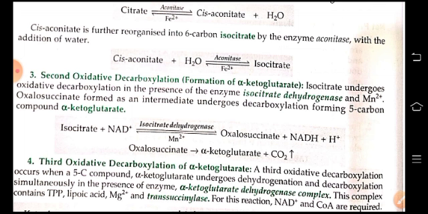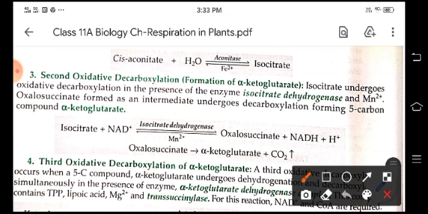Now the second oxidative decarboxylation takes place. First it was in the glycolysis. Now the second oxidative decarboxylation takes place in the Krebs cycle, for the formation of alpha ketoglutarate. Isocitrate undergoes oxidative decarboxylation in the presence of enzyme isocitrate dehydrogenase, and oxalosuccinate is formed as an intermediate, which undergoes decarboxylation and forms a 5-carbon compound, that is known as alpha ketoglutarate, and liberates carbon dioxide.